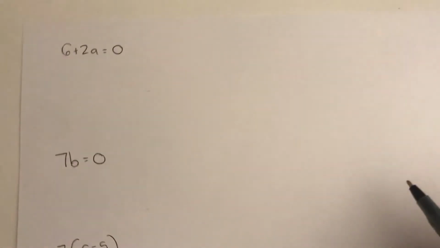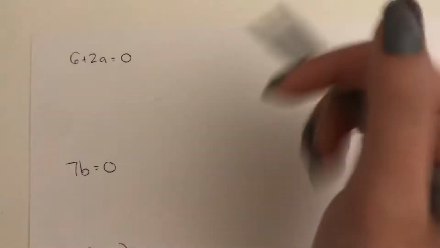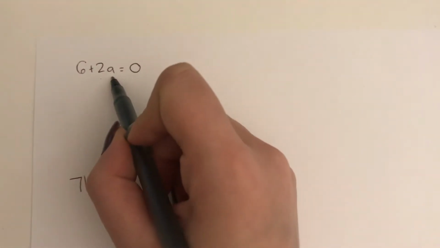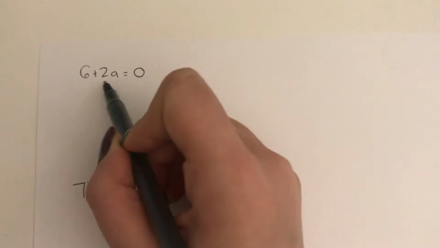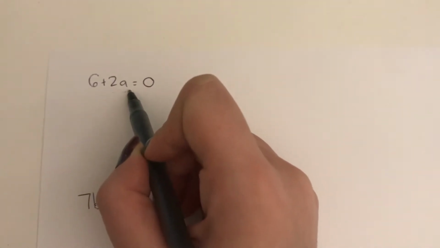Your warm-up asked you to find the value of each variable that makes the statement true. So let's go ahead and begin. To find the value of a variable, we need to isolate it. We need to solve for it. So that means that we need this a variable all by itself.